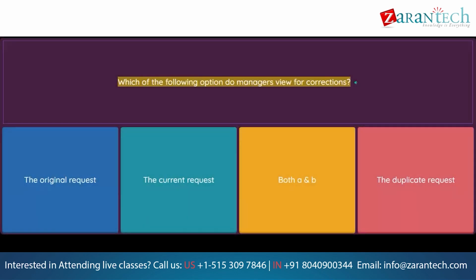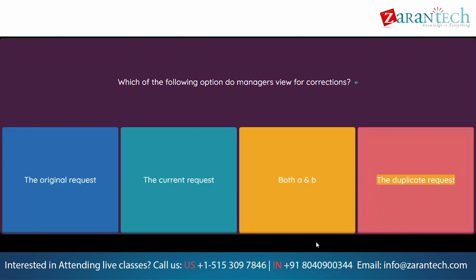Question: which of the following option do managers view for corrections? Option 1 the original request. Option 2 the current request. Option 3 both A and B. Option 4 the duplicate request.